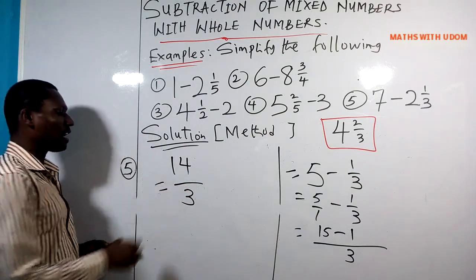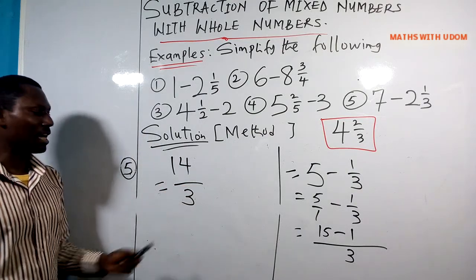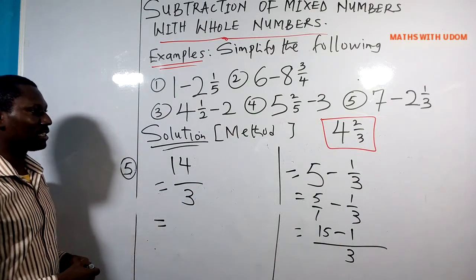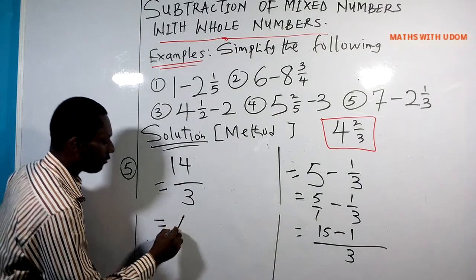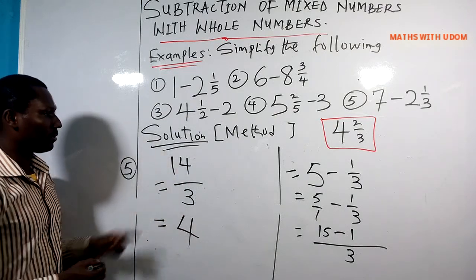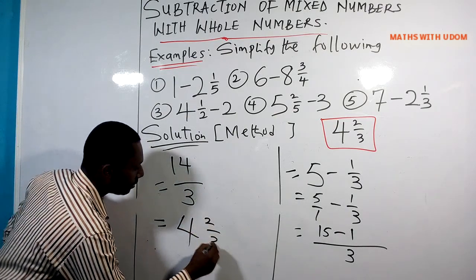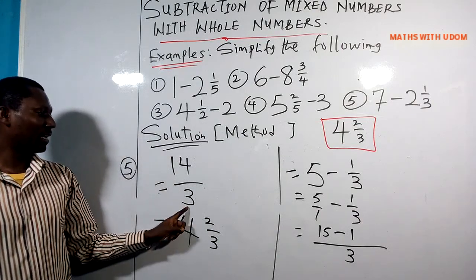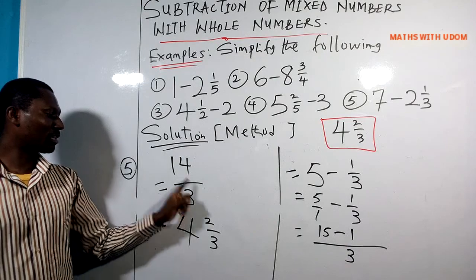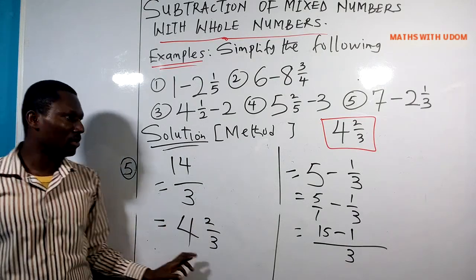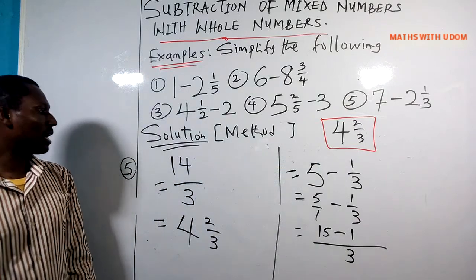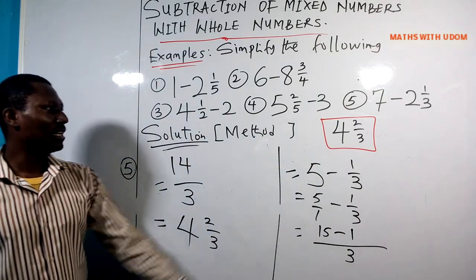And 14 divided by 3: how many 3s can go in 14? 4 times 3 is 12. So we have the whole number 4, and 2 over 3. 3 in 14 is 4, remember 2 over our denominator. We got the same thing as we got here. Okay, that is our last example.